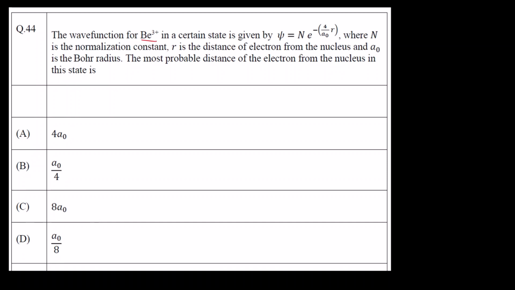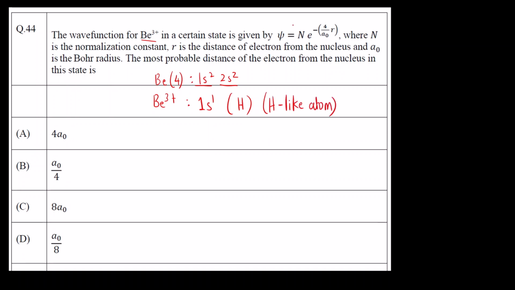The wave function of B3+. B, what is the atomic number? It is 4. So what is the electronic configuration? 1s2, 2s2. So for B3+, what is the electronic configuration? We will remove 3 electrons, 2 electrons from 2s and 1 electron from 1s. So it is 1s1. This is similar to hydrogen, so we can call this a hydrogen-like atom.